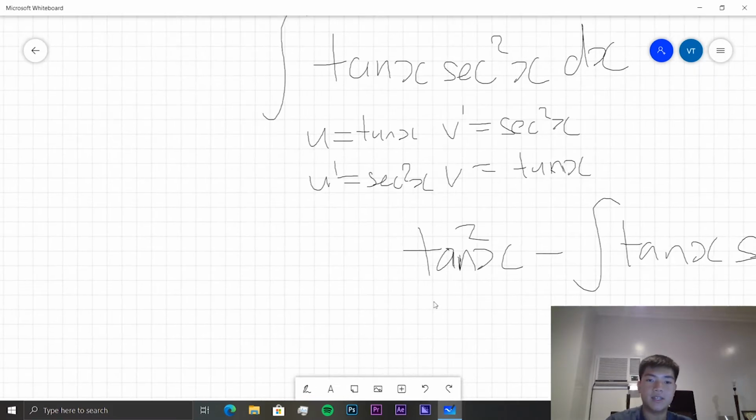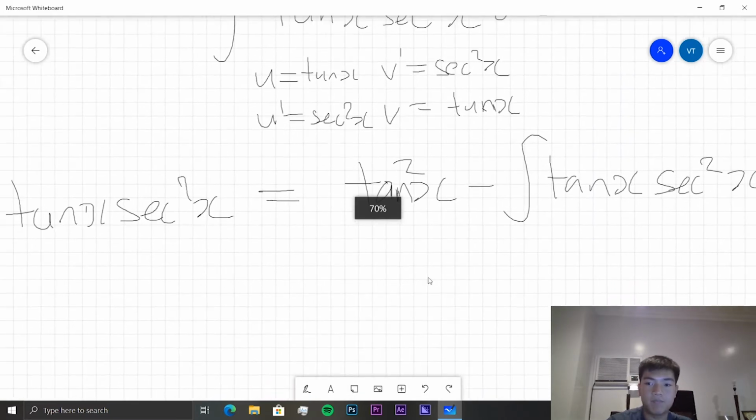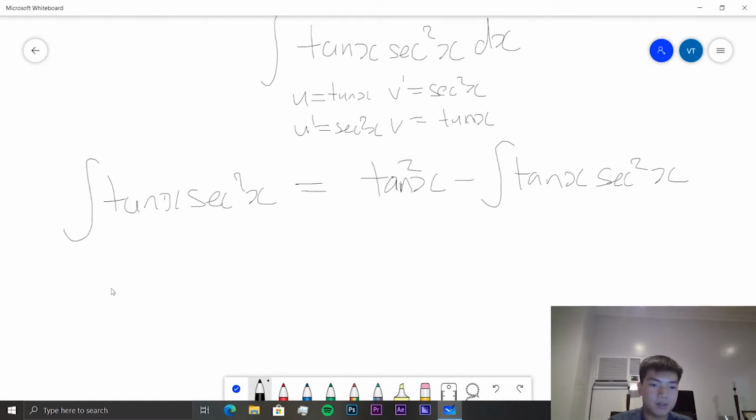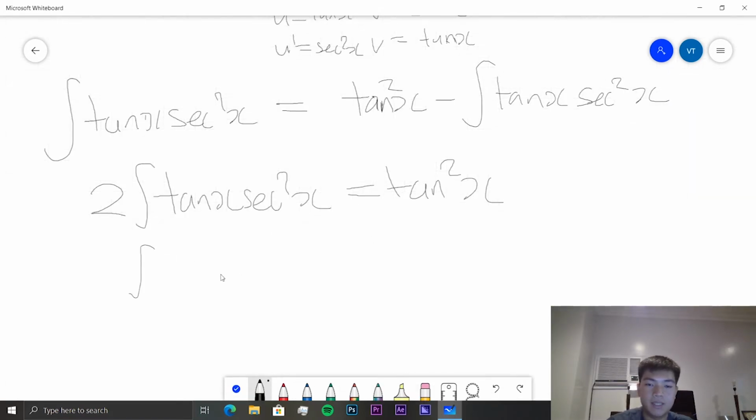And here's the funny thing. If we keep on trying to do integration by parts, we will just end up with the same integral over and over again. And we can actually use that to our advantage. Because if we have the same integral on both sides, we can simply add the integral to both sides. So we get 2 times the integral of tan x secant squared x is equal to tangent squared x. And the magical thing is, if we simply divide both sides by 2, the integral that we need to find is simply equal to tangent squared of x over 2.